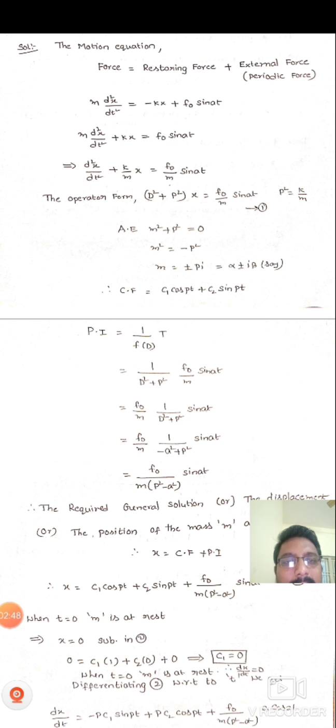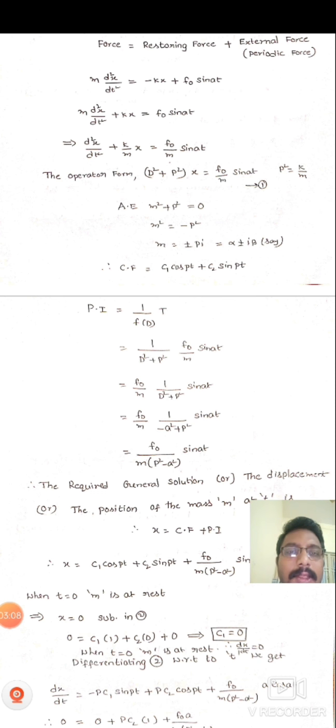But where p square is k by m. Now taking the auxiliary equation, which is obtained by replacing capital D by m, we will have m square plus p square is 0. That is, m square equal to negative p square, or m is plus or minus root of negative p square. That is, root of negative p square is pi. So thus we will have m is plus or minus pi.